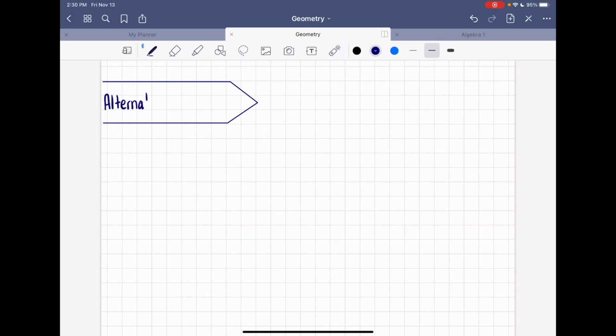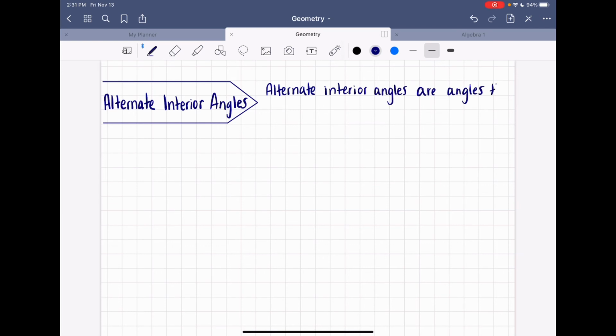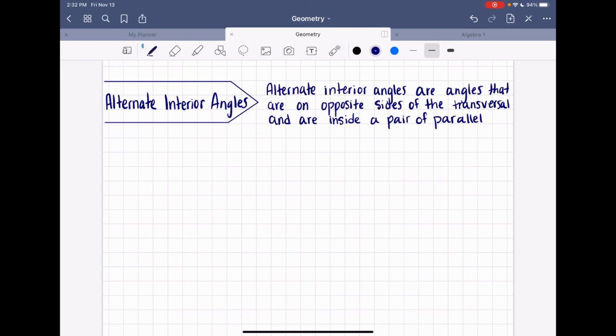Our next one is called alternate interior angles. And alternate interior angles are also congruent as long as the transversal is cutting parallel lines. So alternate interior angles are angles that are on opposite sides of the transversal and are inside a pair of parallel lines. So they will have equal measure. If they're not parallel lines, then they're still called alternate interior angles, but they're not congruent. They won't be equal. So I'll give you an example of what that looks like.